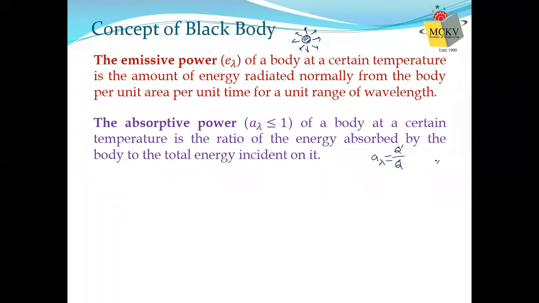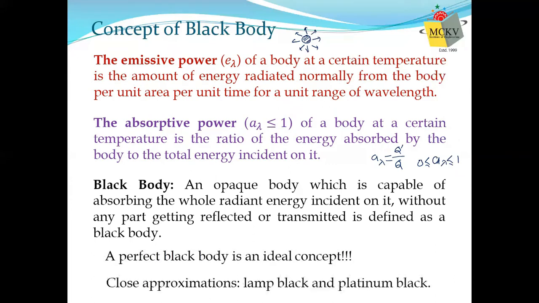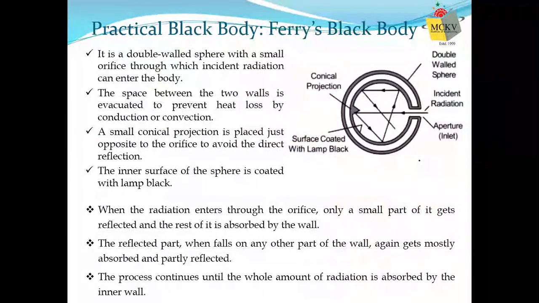Therefore, the range of absorptive power is 0 to 1. When the absorptive power of the body is unity, that means whatever amount of energy is incident on the body is completely absorbed by the body, it is called a black body. So an ideal black body is a body which is capable of absorbing the whole radiant energy incident on it without any part reflected or transmitted. Therefore, ideally, a black body has the absorptive power of unity. Although a perfect black body is an ideal concept, practically lamp black and platinum black can serve the purpose of a black body. In fact, practically we can make black bodies, like the Ferry's black body.